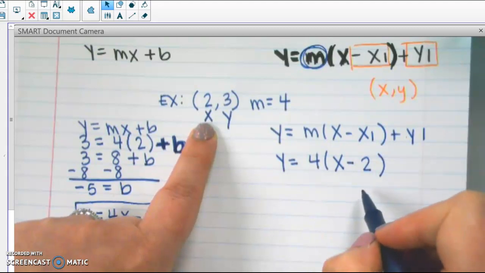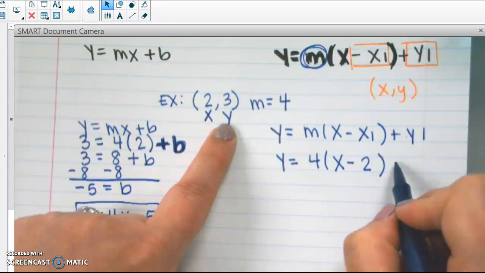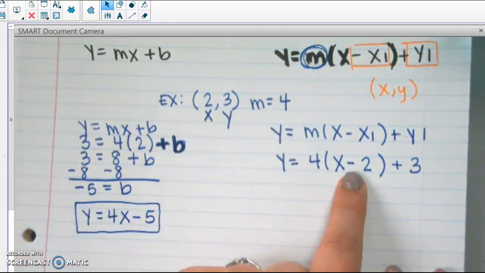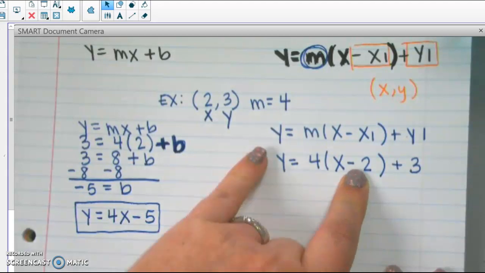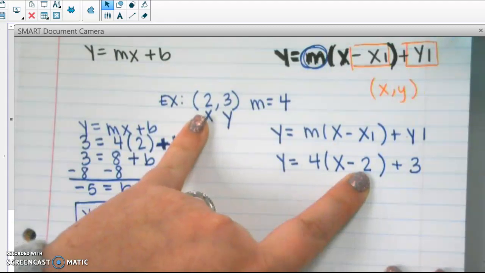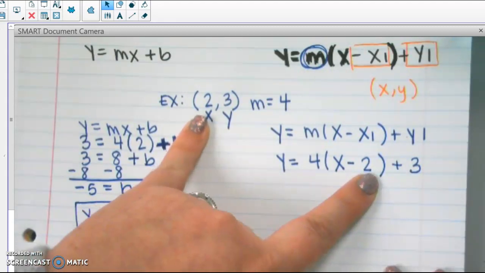So instead of saying minus x1, it says minus 2 because that's my x. And then plus 3. What you're going to start to notice with this is the number that you put in the parentheses with x is going to end up looking opposite from the point. So that was a positive 2x, and I write that as minus 2.